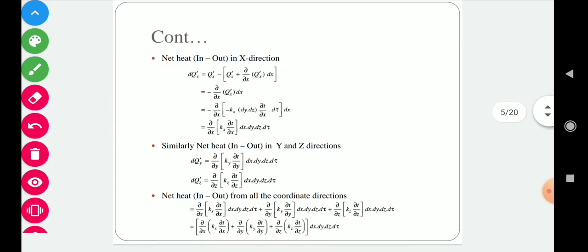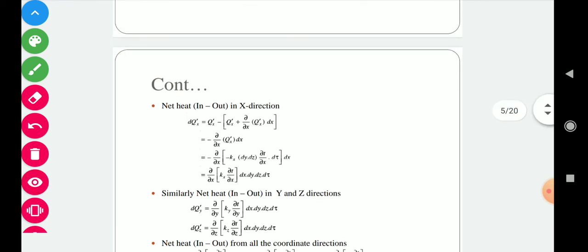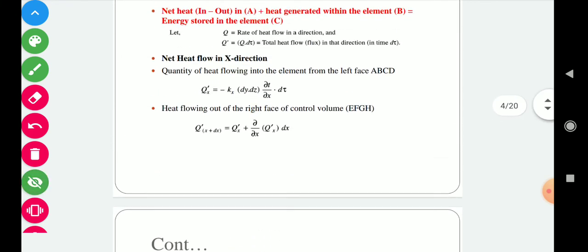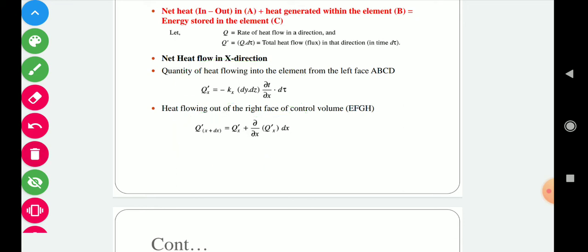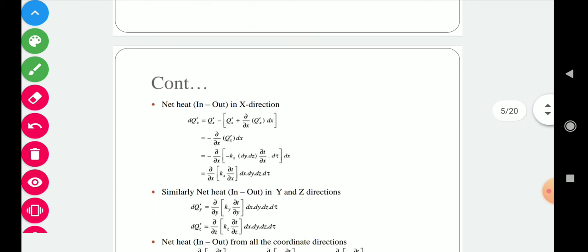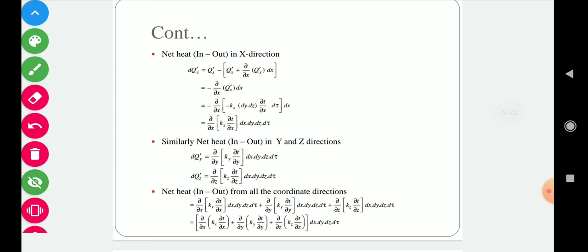Now net heat in x direction will be heat in the x direction minus heat out in the x direction. This one is heat in the control volume, this one is heat out from the control volume. So net heat will be the difference of these two quantities, that is heat in minus heat out. So this q x will be cancelled out and we will be left with this one.